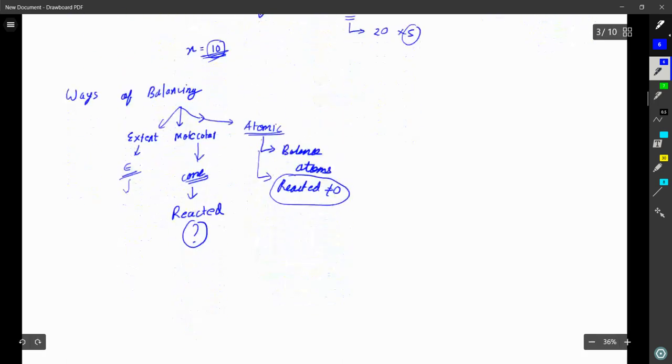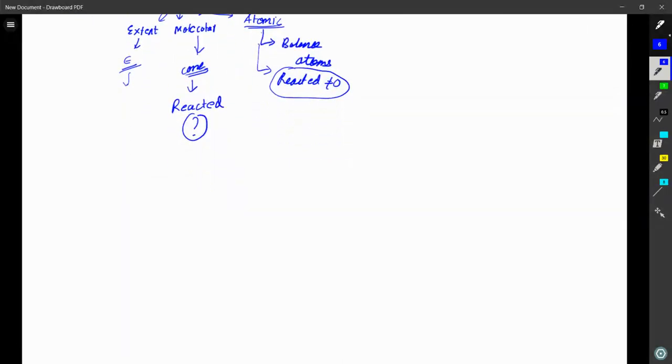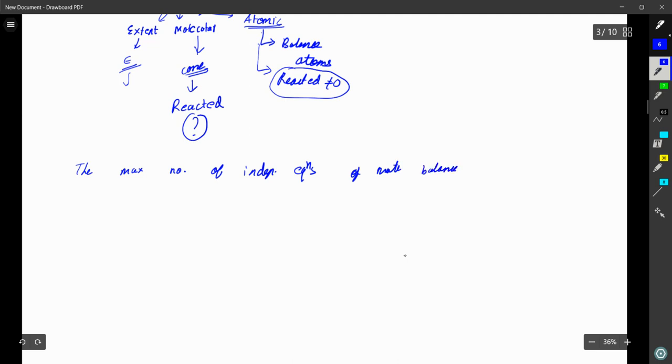Now there is one general statement which says the maximum number of independent equations that you can get out of material balance is equal to the number of species.